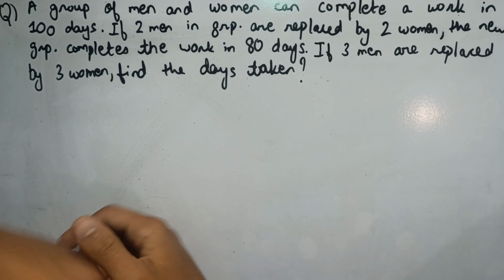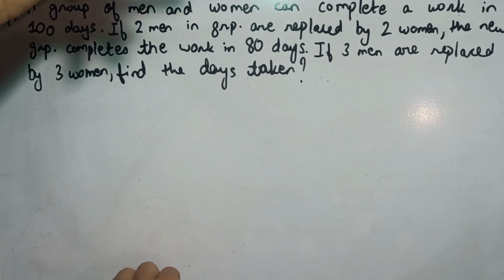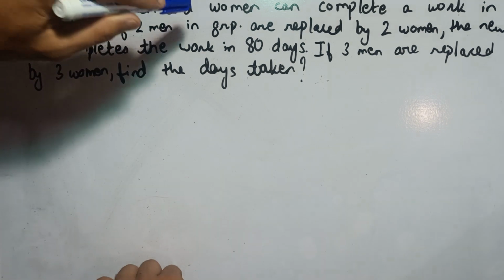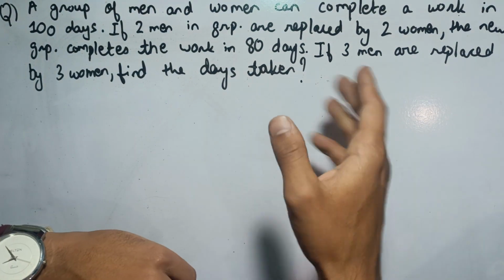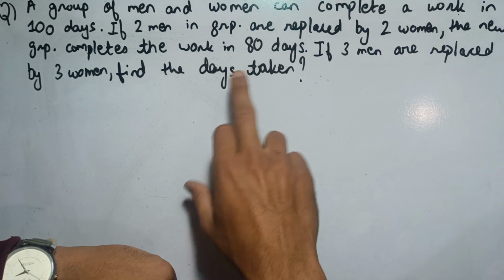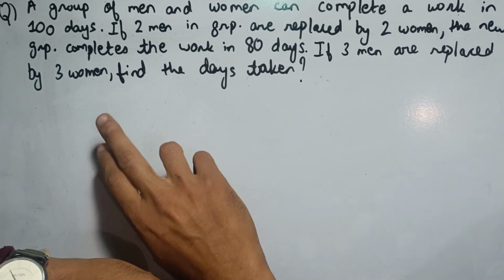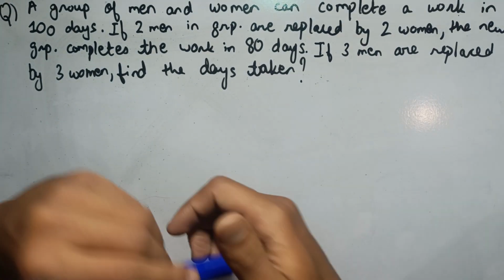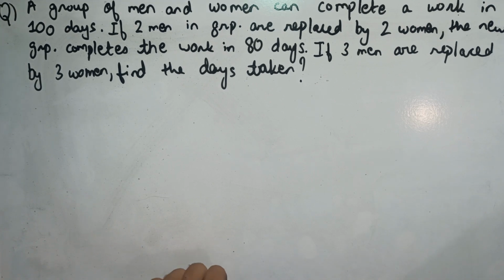See, in this question, we are given that a group of men and women can complete a work in 100 days. If two men in the group are replaced by two women, the new group completes the work in 80 days. If three men are replaced by three women, find the days taken to complete the work. Okay.